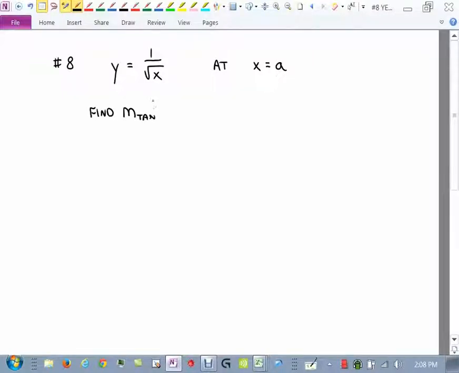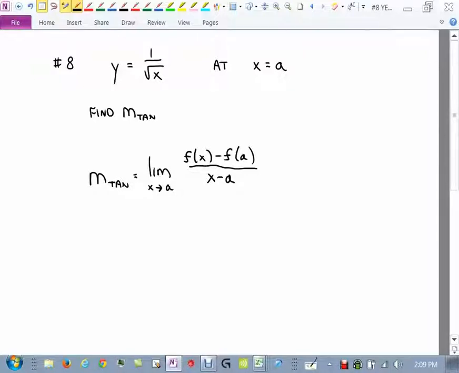All right, well, we have one of two definitions that we can use. I'm going to go ahead and use this definition. Slope of the tangent line equals the limit as x approaches a of (f(x) minus f(a)) over (x minus a). So this should give us the slope of the tangent line at a.